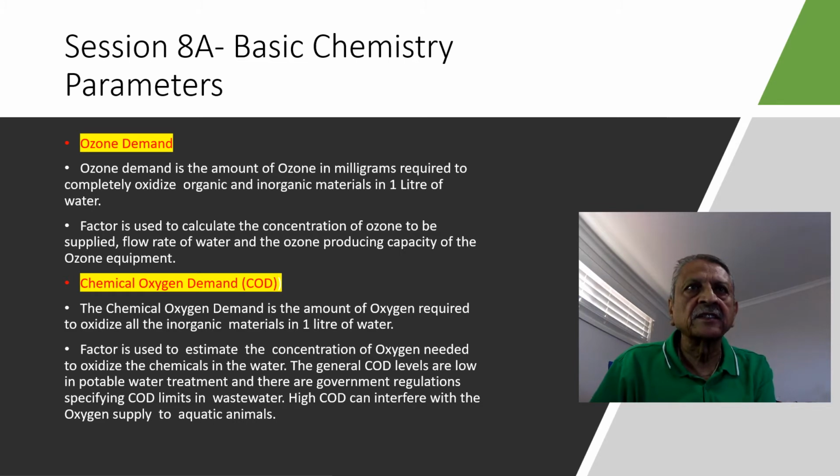The chemical oxygen demand, or COD as it is regularly called, is actually the amount of oxygen required to oxidize all the inorganic materials in 1 liter of water. This factor is used to estimate the concentration of oxygen needed to oxidize the chemicals in the water. The general COD levels are very low in potable water treatment, and there are government regulations specifying COD limits in wastewater. The high COD can interfere with the oxygen supply of aquatic animals.